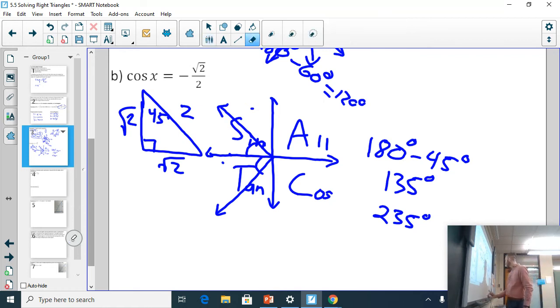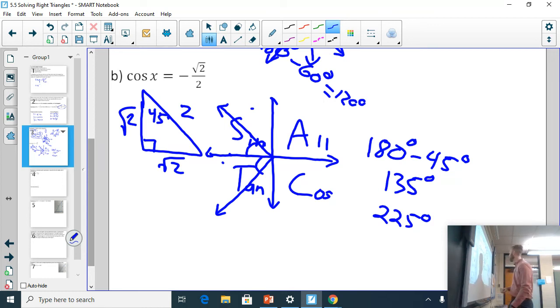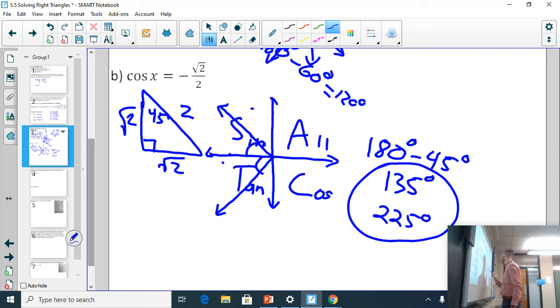225. I can't do mental math. 225 degrees. I was thinking too hard. 225 degrees because, yeah, minus 45, not 35. I had 35 in my head because I was looking at 135 degrees. So those would be your two answers.